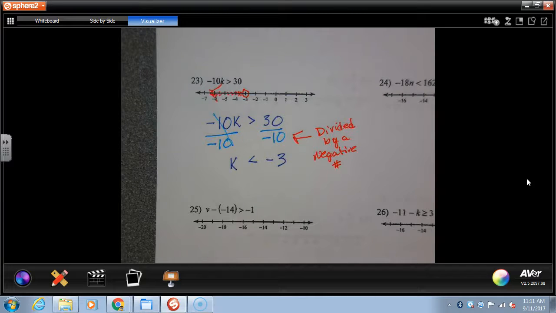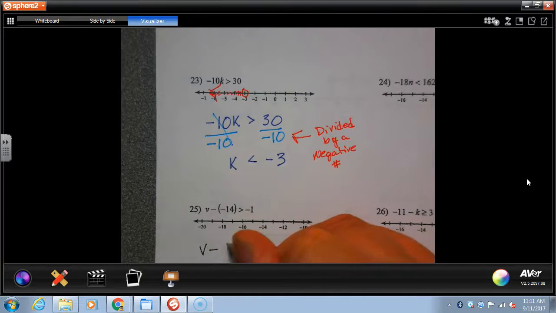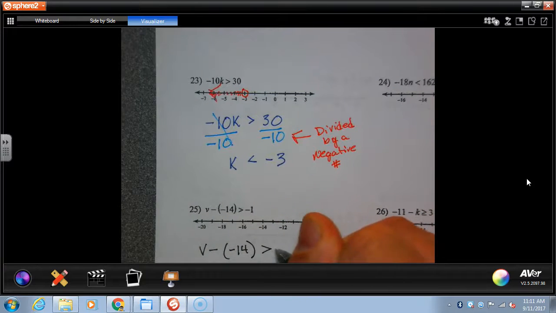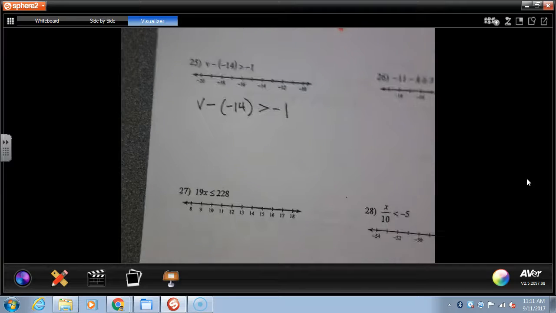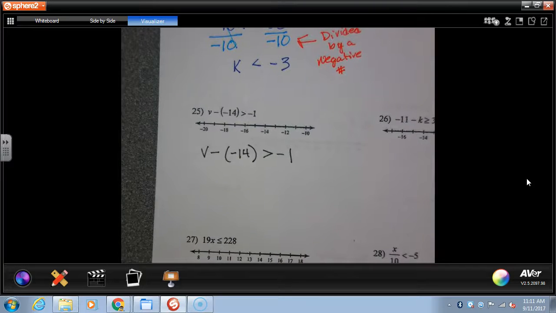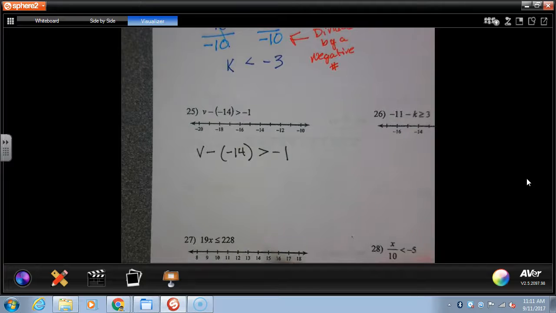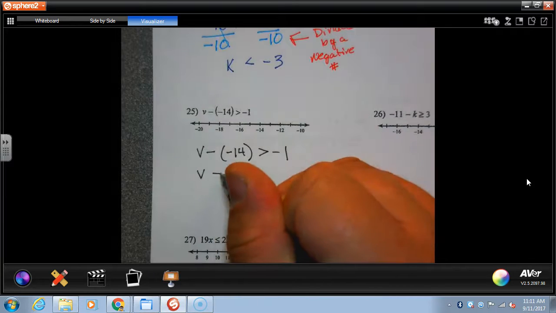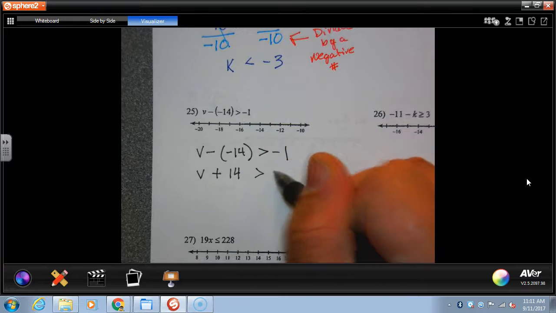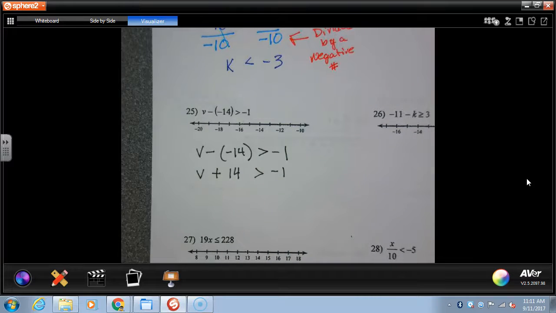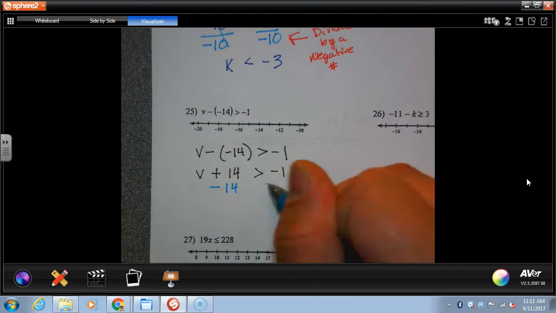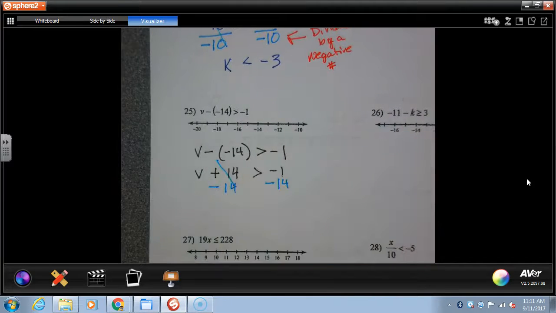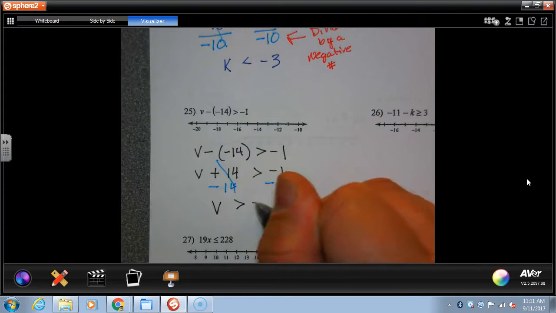How about 25? So you have b minus negative 14 greater than negative 1. A double negative gives us what? Positive. So I'm going to rewrite it. And then I'm going to subtract 14 from both sides. I get b is greater than negative 15.